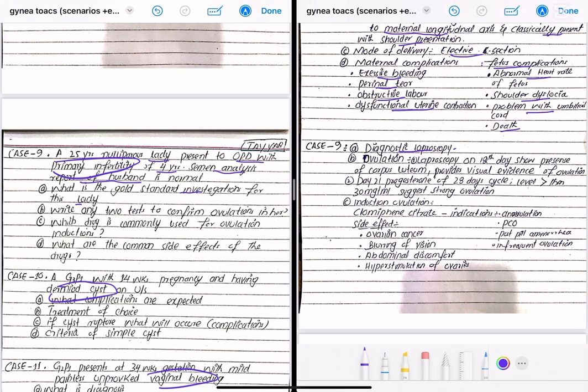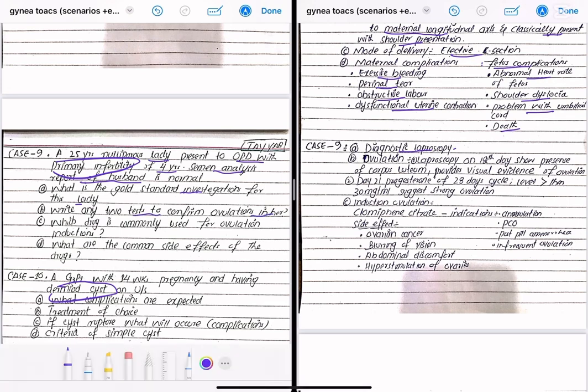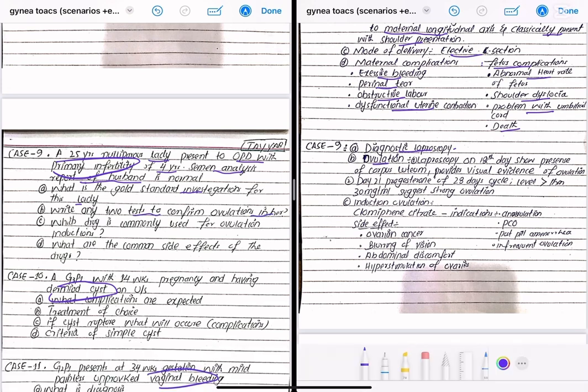So a 25-year-old nulliparous lady presents to OPD with primary infertility of 4 years. Semen analysis report of the husband is normal. Now the gold standard is diagnostic laparoscopy. Write any 2 tests to confirm ovulation in her. Laparoscopy on the 12th day shows presence of corpus luteum and provides visual evidence of ovulation.